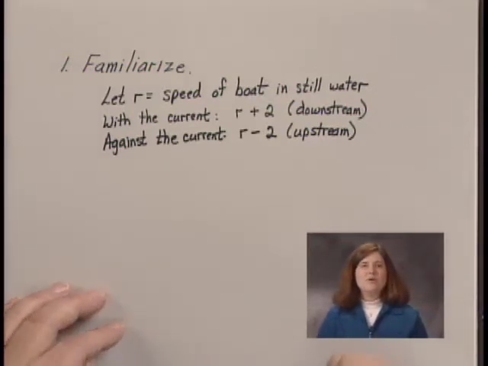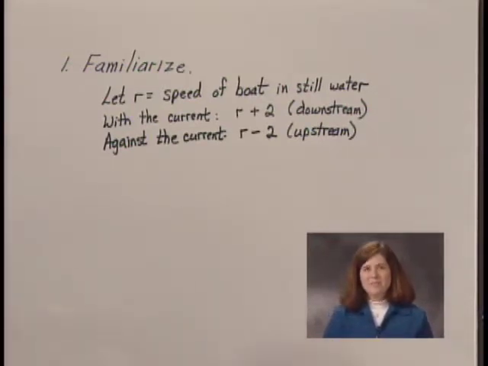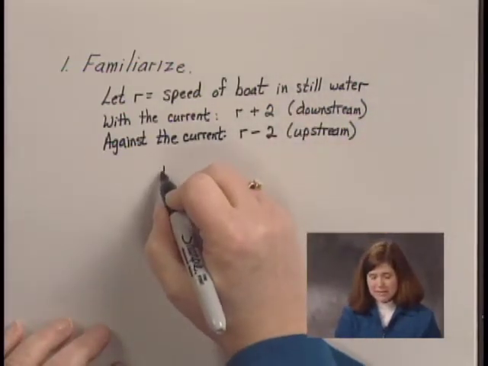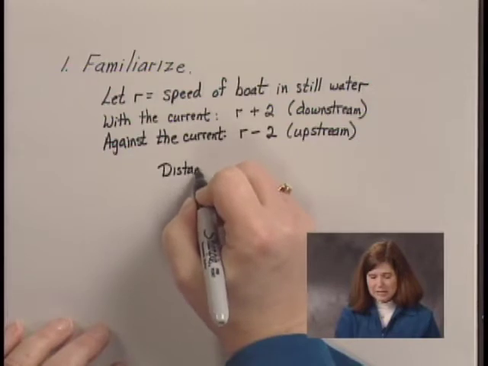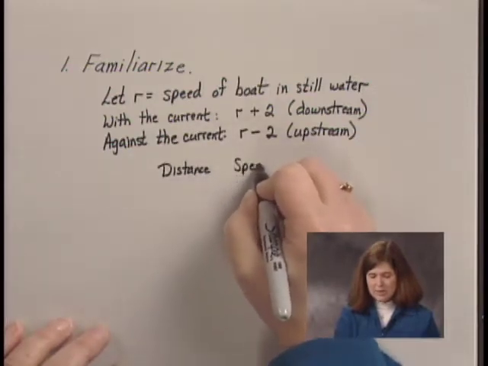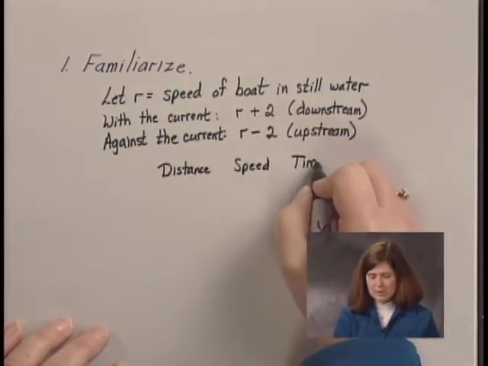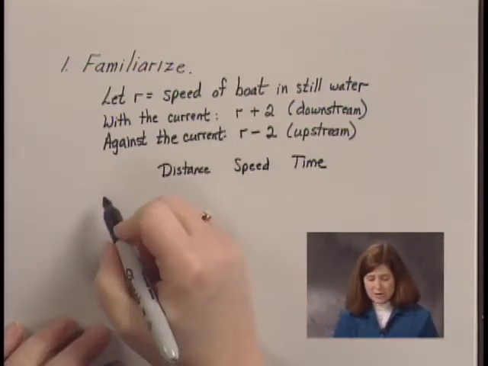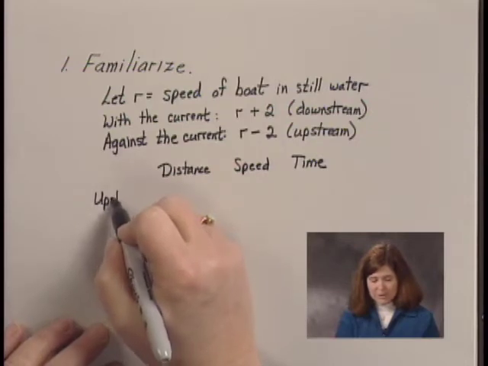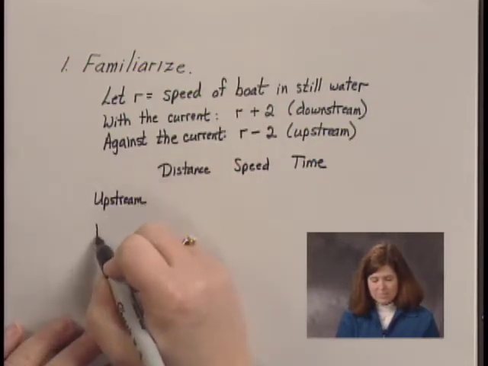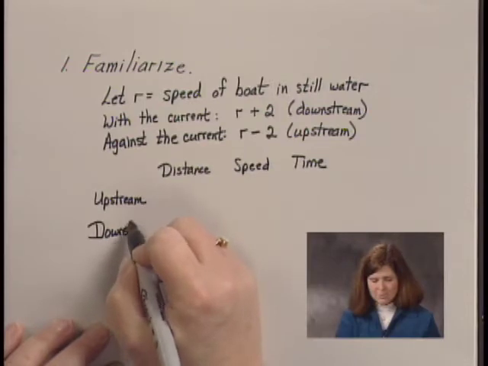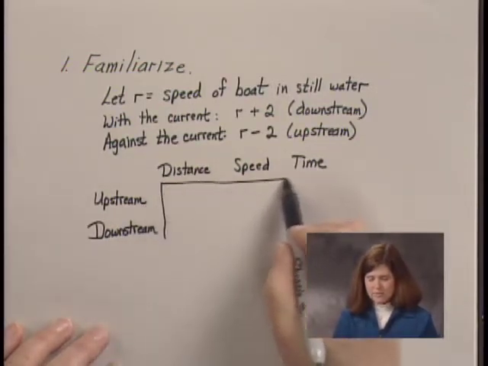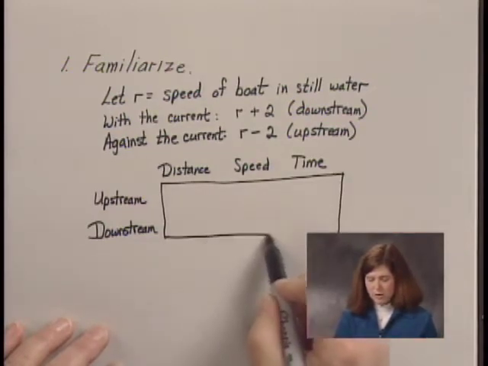Now, whenever we have a motion problem, we should organize our information in a table. The columns of the table can be distance, speed, and time. And the rows can be the different motion situations we're looking at. In this case, we can call them upstream and downstream. And that gives us 2 rows to fill out and 3 columns in each row.